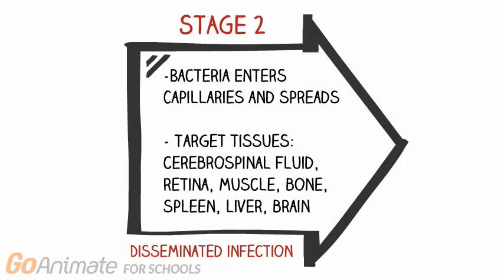Stage 2. Disseminated infection. Within 2 days, the bacteria begins to spread to distant tissues by entering the body's network of capillaries, specifically by tricking individual cells' enzymes into assisting the bacteria. Target tissues include the cerebral spinal fluid, the retina, muscles, bones, spleen, liver, and brain. During this time, the bacteria may change its protein expression to hide from the host immune system.